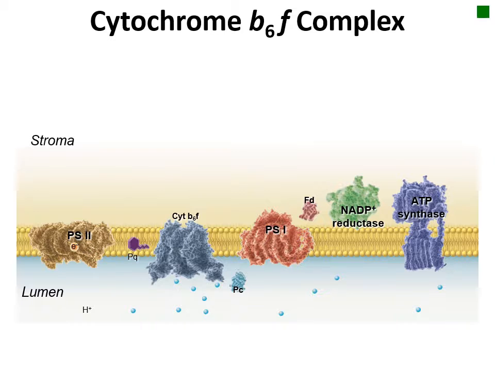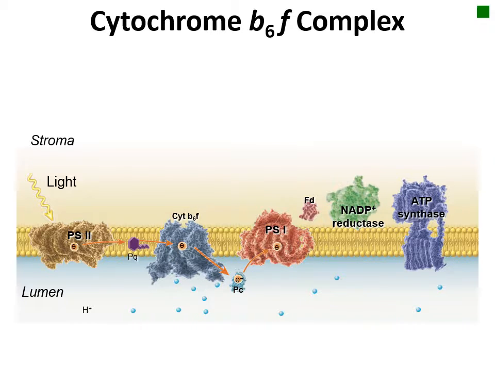After absorption of light energy, electrons are passed from photosystem 2 to a molecule called plastoquinone, which carries them to transfer to the cytochrome b6f complex. The complex then passes them to plastocyanin to carry them to photosystem 1.